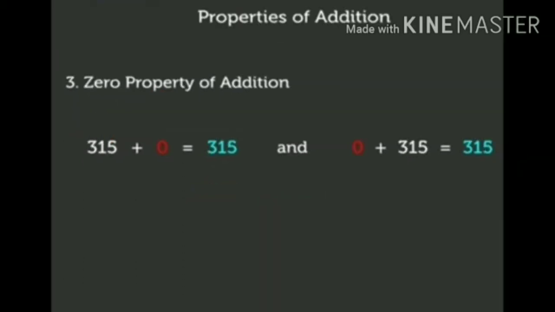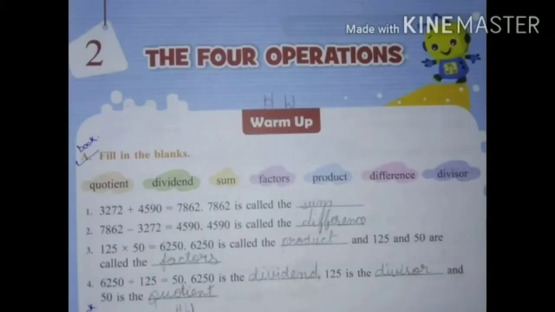Let's take two numbers, 315 and 0. When we add 315 to 0, the answer is 315, and when we add 0 to 315, the answer is the same, 315. It means when we add 0 to any number, the answer is the number itself. It is the zero property of addition. Now, what are the four operations? Addition, subtraction, multiplication, and division are called the four operations of maths.